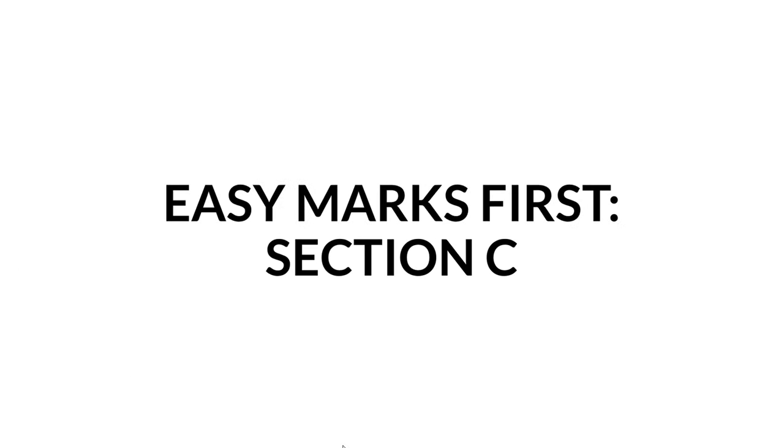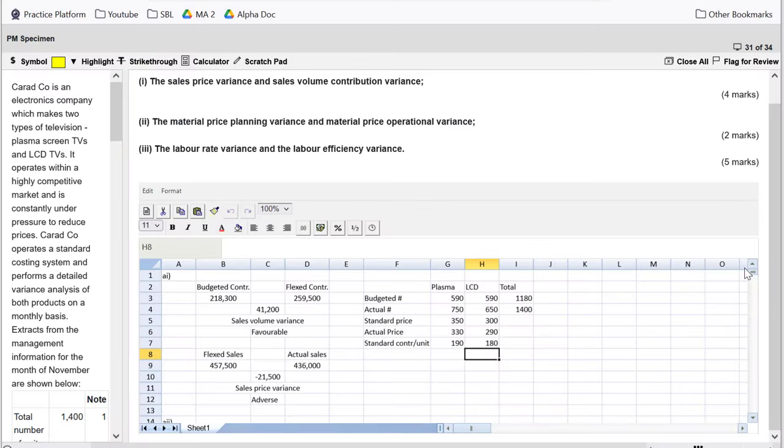Let's talk about getting the easy marks in Section C. You've cleared Section A, you're getting into Section C, the constructed response questions. You're going to get a spreadsheet, you're going to get some word processor work, roughly an even balance between the two. Know your spreadsheet exam technique, know your writing exam technique.